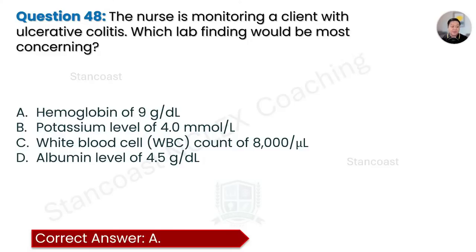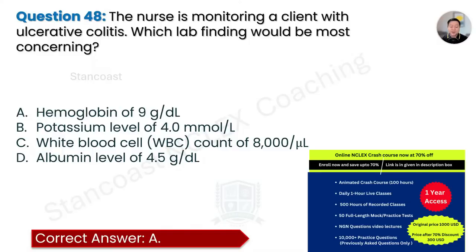And we have option letter B, which is an incorrect option. That level is within normal limits. And we know that hypokalemia could occur with severe diarrhea, but it's not shown here. Now, for letter C, another incorrect option, because this value is within the normal range. We know that an elevated white blood cell count could indicate infection or inflammation, but are not present in this scenario.